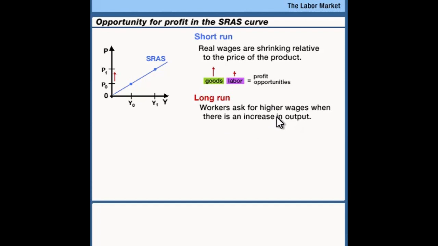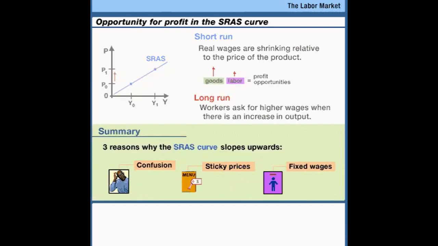So now we've got three reasons why the short-run aggregate supply curve slopes upwards. Three reasons why a general increase in the price level leads businesses to produce more output. That is, confusion about relative prices, the cost of adjusting prices or sticky prices, and finally, the problem of fixed wages. In the classical view, there should be no relationship between the price level and output.